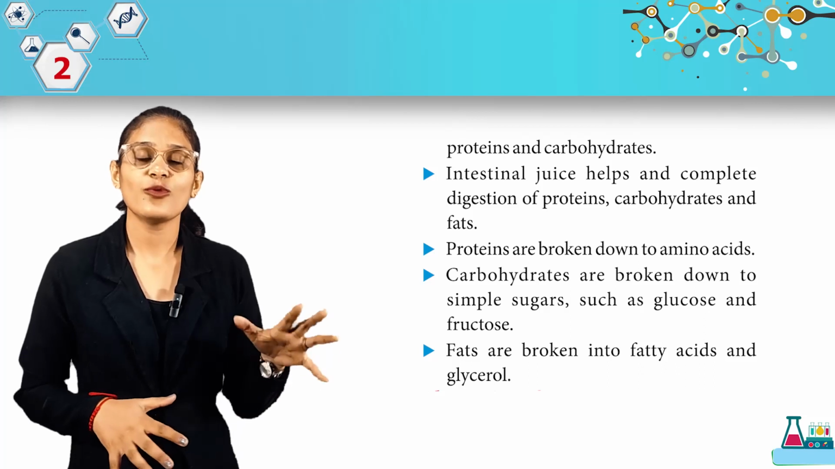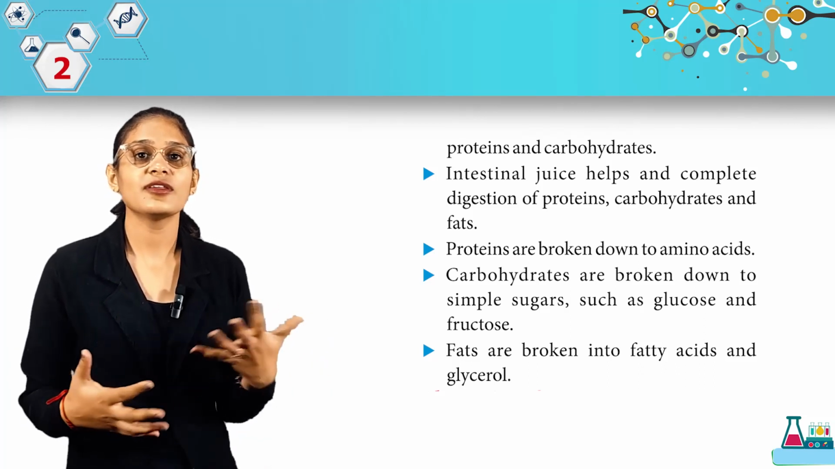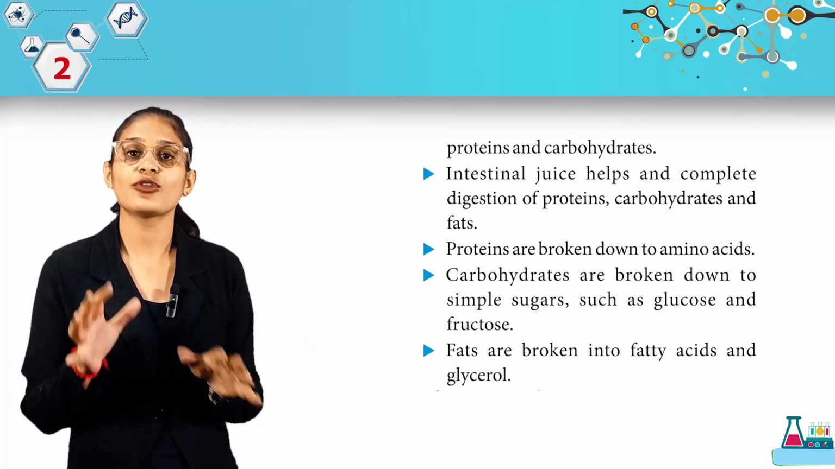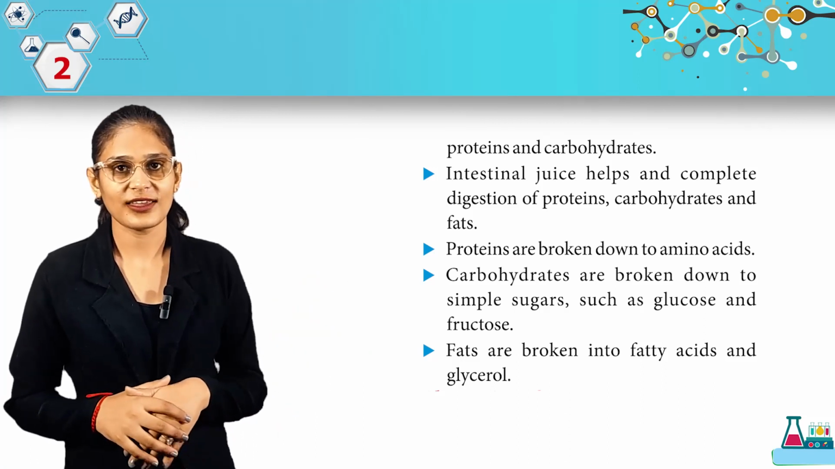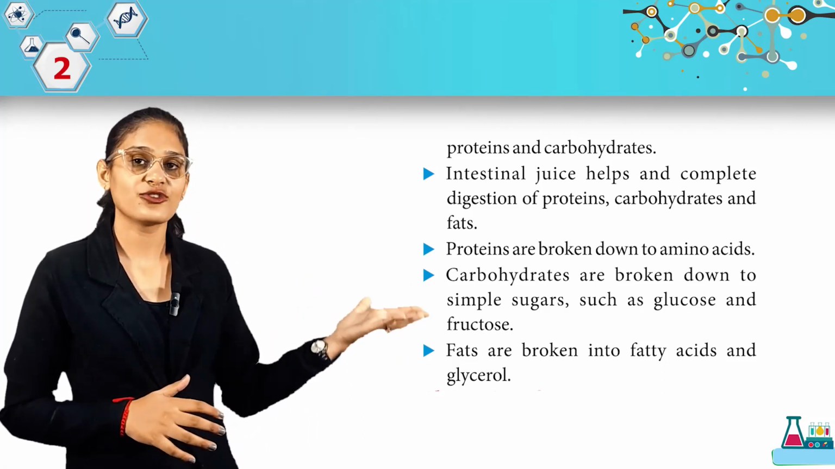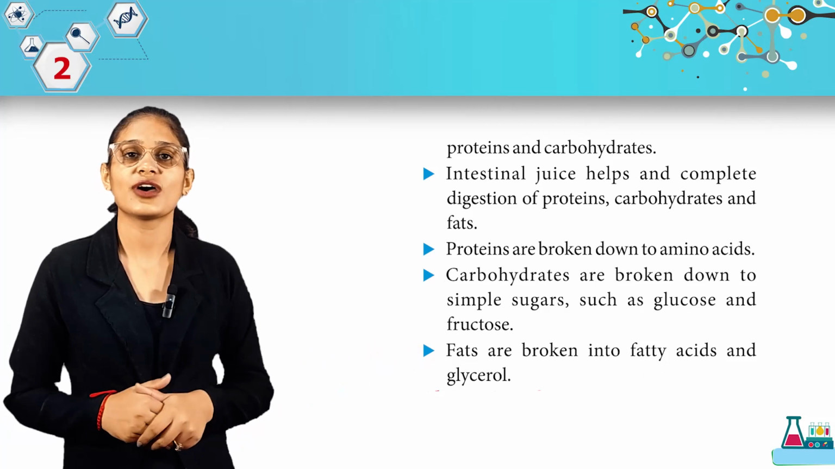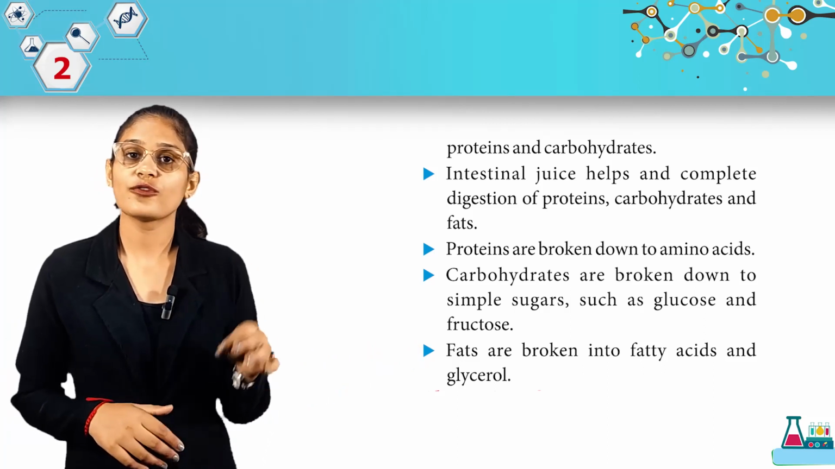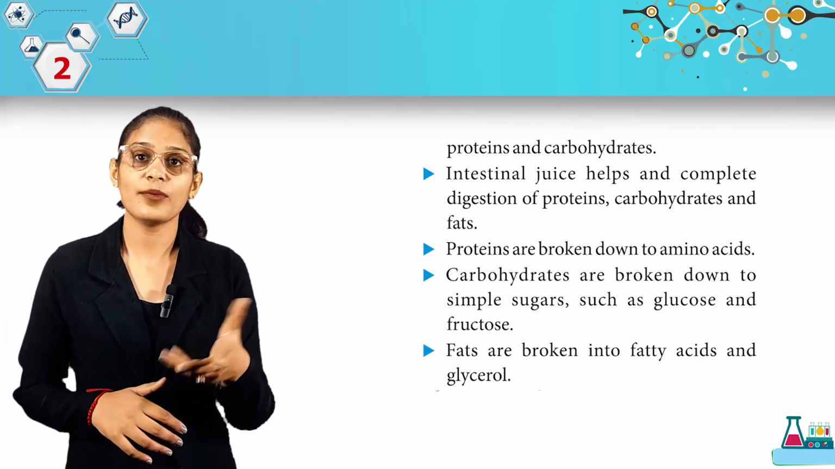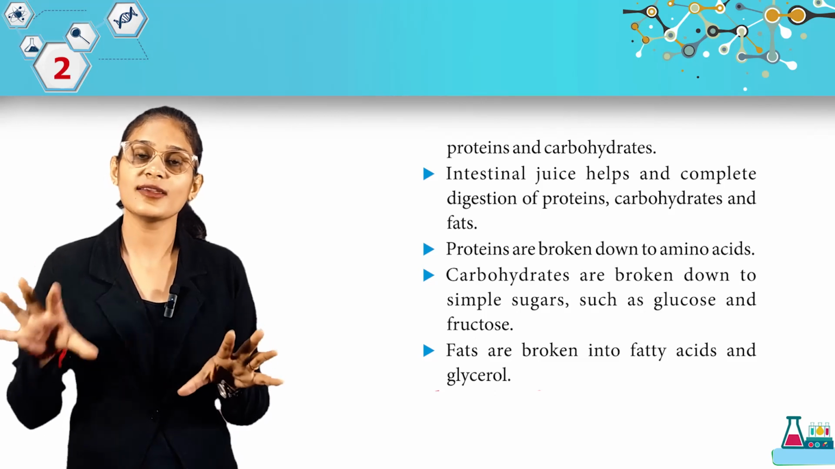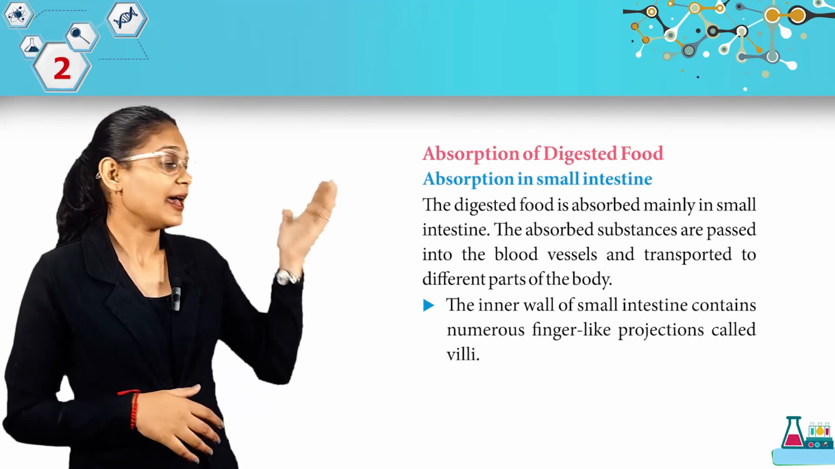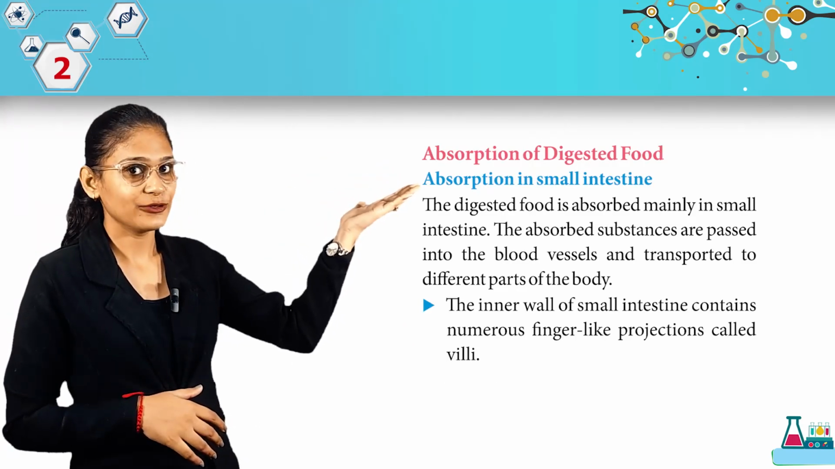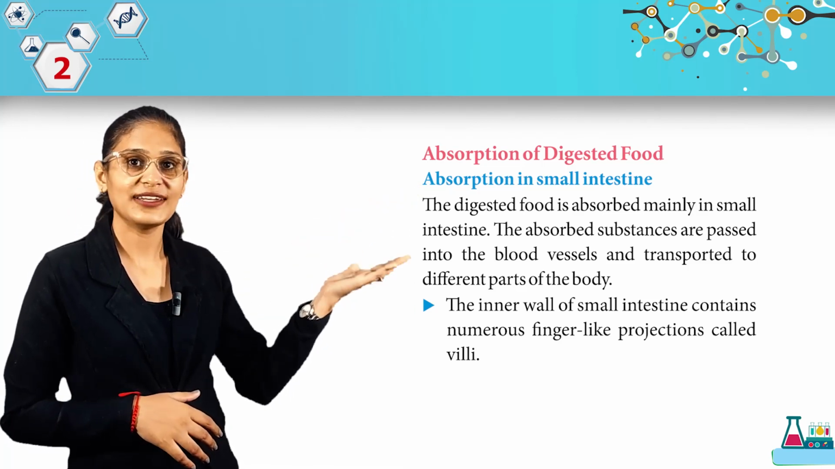So students, small intestine में क्या होता है कि आपके जो फूड के न्यूट्रिएंट्स हैं वो सिंपलर फॉर्म में ब्रेक डाउन हो जाते हैं। ओके, जैसे आपने अभी देखा, फैट जो है वो फैटी एसिड और ग्लिसरॉल में हो जाता है, कार्बोहाइड्रेट ग्लूकोज और फ्रक्टोज में हो जाता है, प्रोटीन्स एमिनो एसिड्स में हो जाती है। सो दीज आर द सिंपलर फॉर्म्स। ओके स्टूडेंट्स, एब्जॉर्प्शन ऑफ डाइजेस्टेड फूड, एब्जॉर्प्शन इन स्मॉल इंटेस्टाइन.